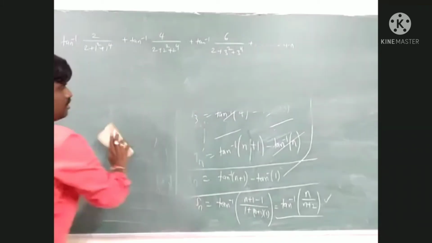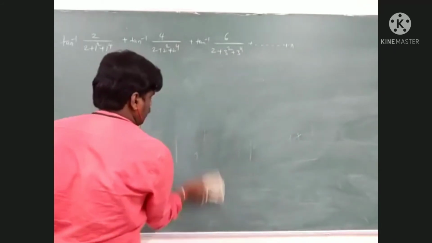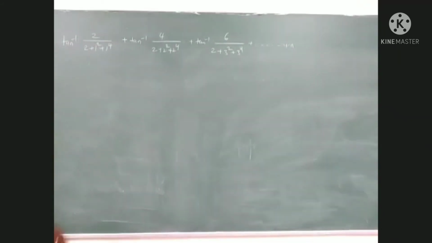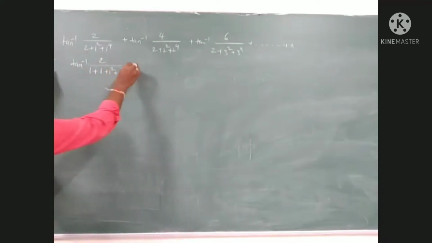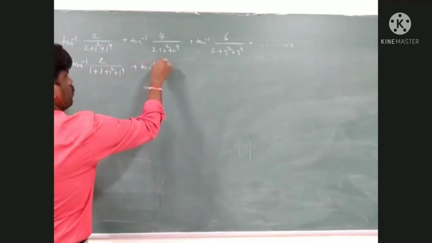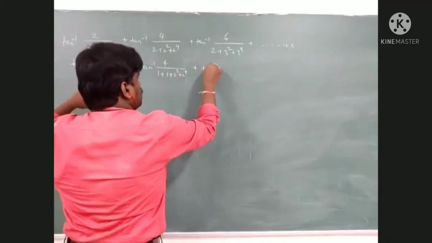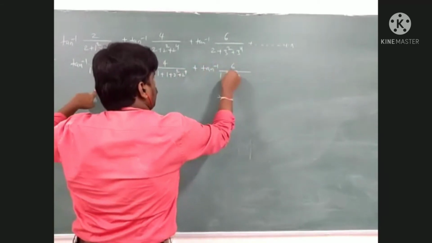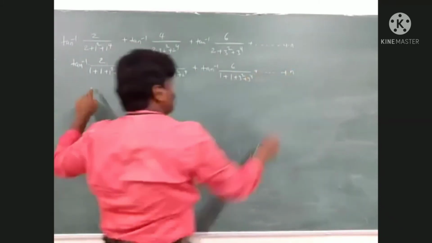So you have to identify here how the terms are defined. Can I write this one as tan inverse given here? This is a very important one. Tan inverse 2 upon 1 plus 1 square plus 1 upon 4, plus tan inverse 4 upon 1 plus 2 square plus 2 power 4, plus tan inverse 6 upon 1 plus 3 square plus 3 power 4, plus so on up to n.